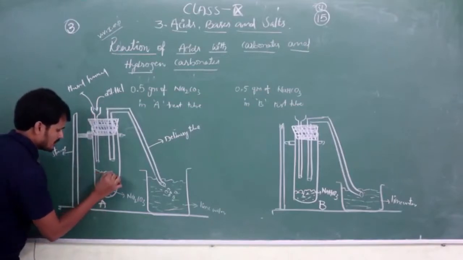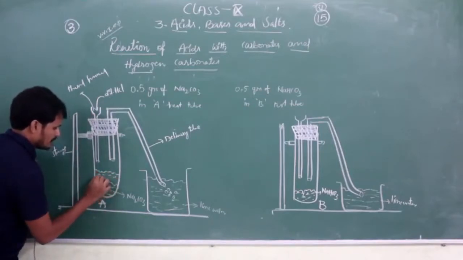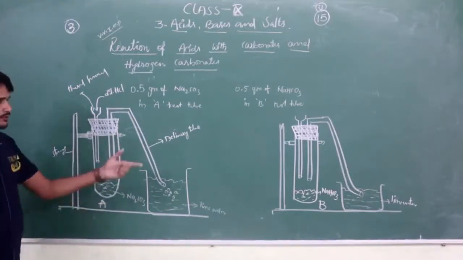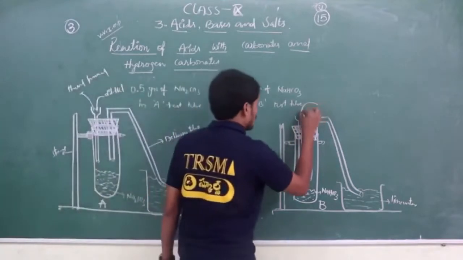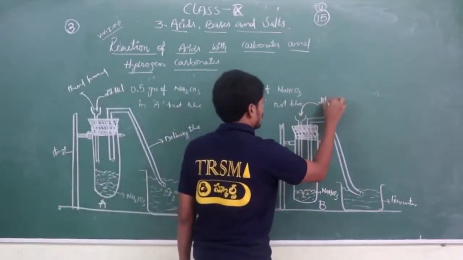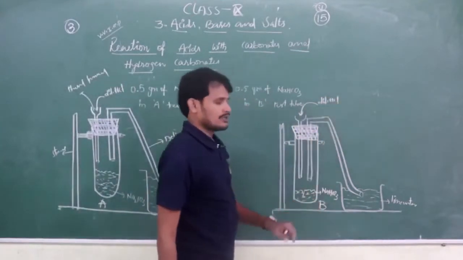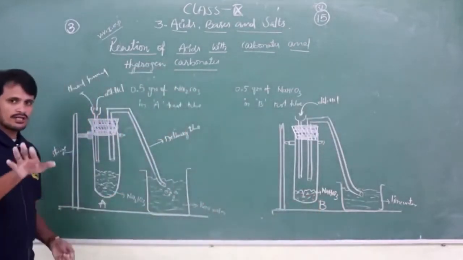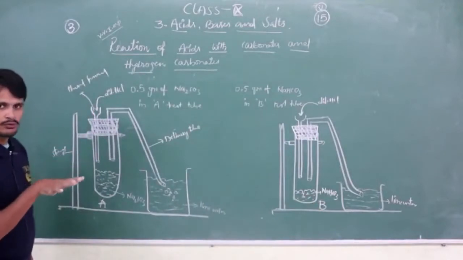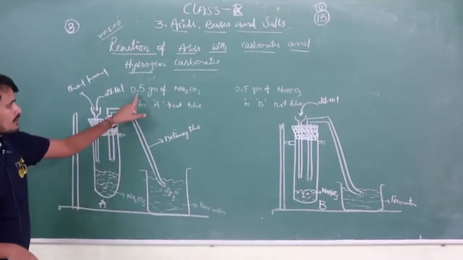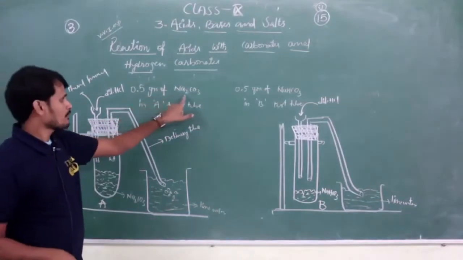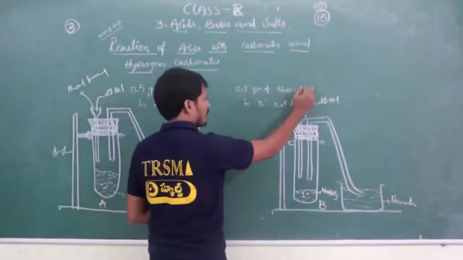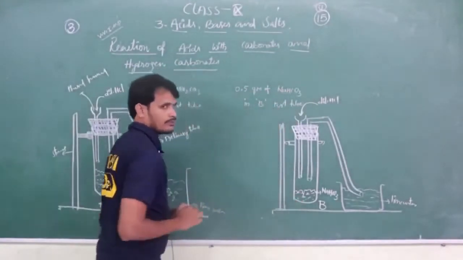When HCl is added to the Na2CO3, what happens? Observe. Simultaneously I am adding dilute HCl here too, where I have taken sodium hydrogen carbonate, and sodium carbonate here. Once again, what we are going to do: we take 0.5 grams of sodium carbonate in test tube A and 0.5 grams of sodium bicarbonate, or sodium hydrogen carbonate, in test tube B.